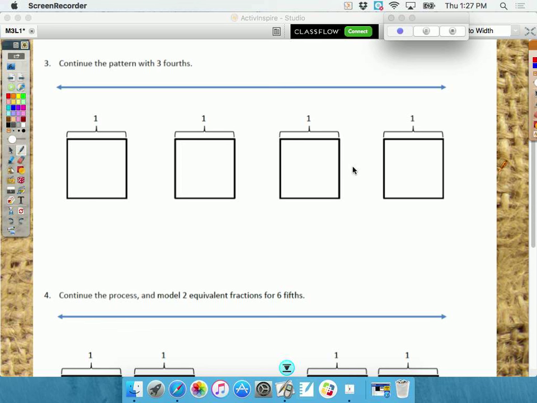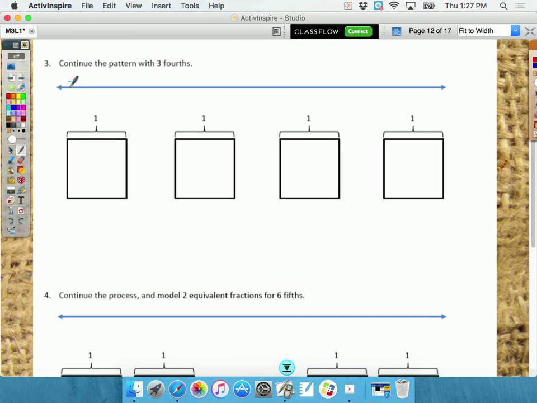Question three says continue the pattern with 3/4. On your number line, you will still have 0 and 1 for your endpoints. And it says 3/4. So how many tick marks do I need? Nothing. Now remember, the number of tick marks is usually 1 less than the number of spaces.